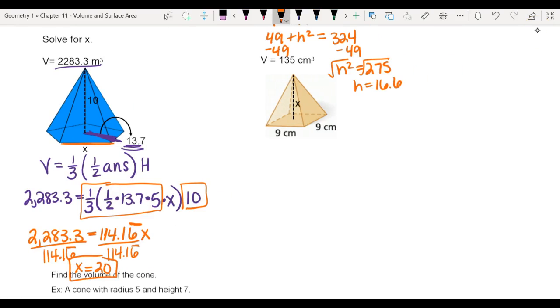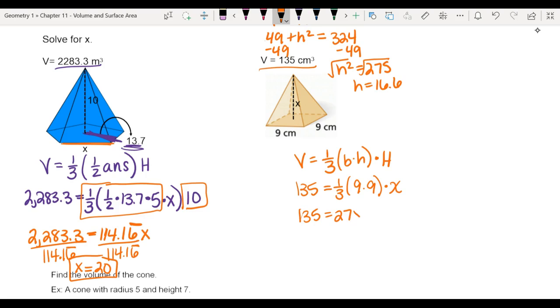So for this one, volume equals 1/3. Your base is a square, so your area formula would be base times height times the height of your figure. So your volume is 135. That's going to equal 1/3, 9 times 9 times x, because x is your missing height. So that's 135 equals 27x, and then you would divide by 27 to get x is 5.